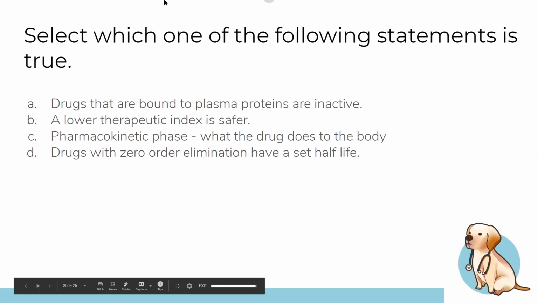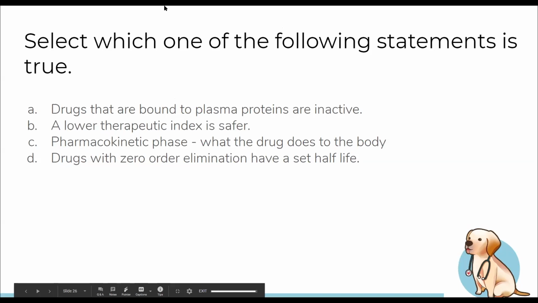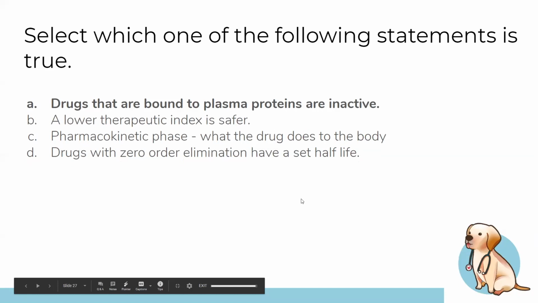So just a couple of questions, just to double check your understanding. Which one of the following statements is true? Okay, so statement A is true. Drugs that are bound to plasma proteins are inactive. We said before that a higher therapeutic index is safer, and the pharmacokinetic phase is what the body does to the drug. For statement D, drugs with zero order elimination have a varied half-life because they have a steady rate of elimination, while first order elimination has a set half-life because the rate of elimination is proportional to the concentration.